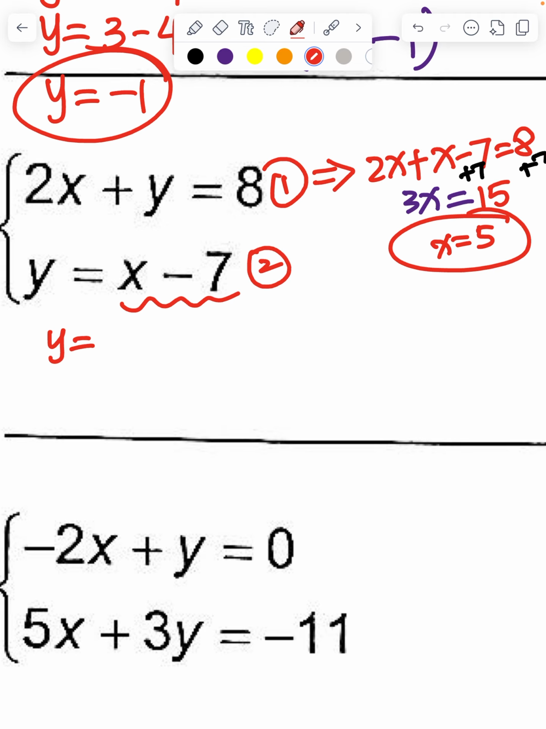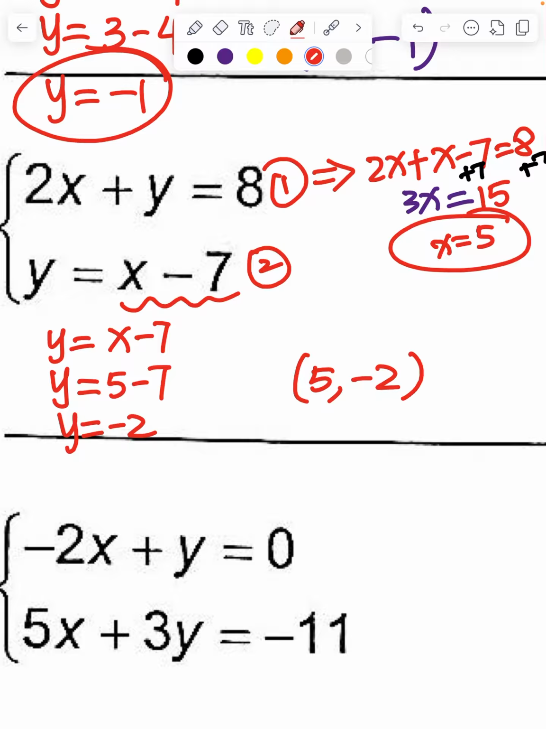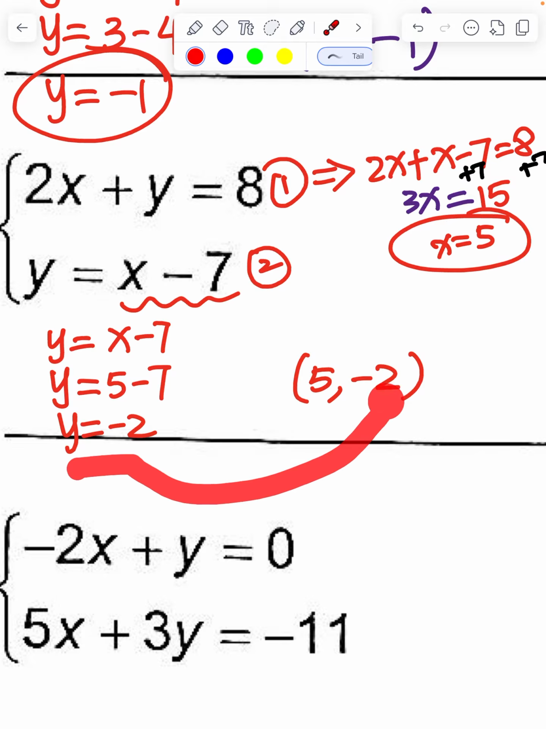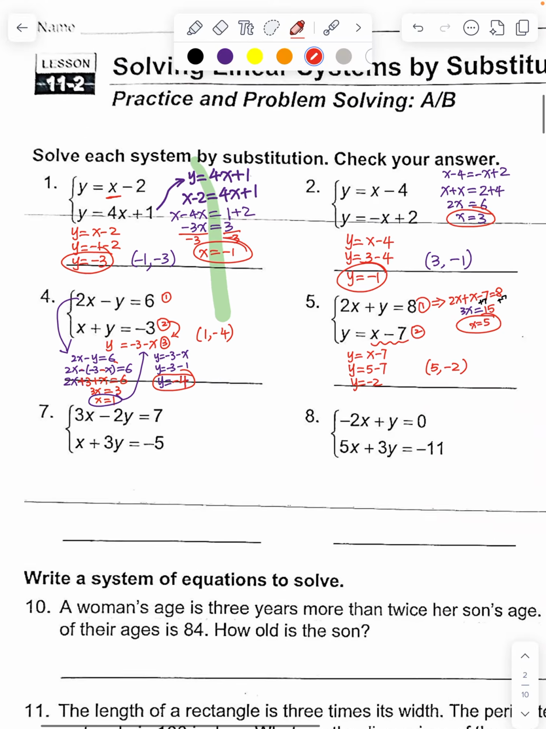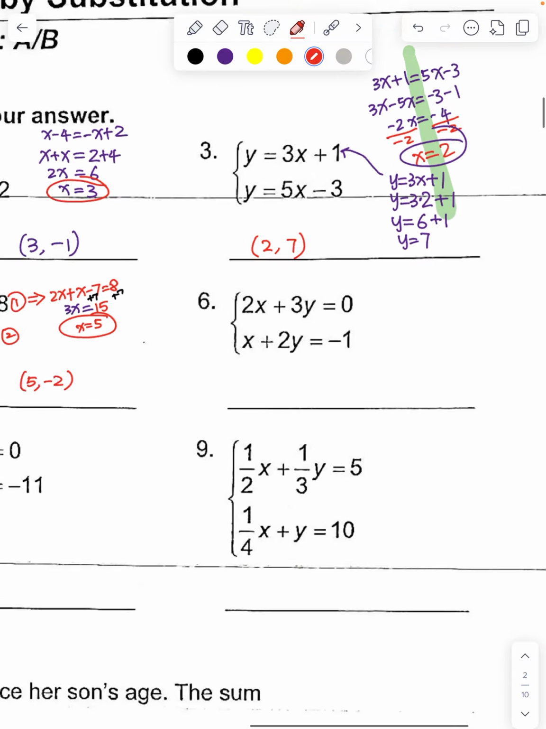y equals x minus 7. x equals 5, so 5 minus 7. So y equals negative 2. So the final solution, 5 comma negative 2. Always write x first, okay? x first, and then y. The solution. Let me see. Oh, we haven't done number 6.